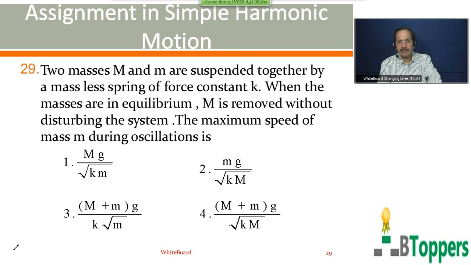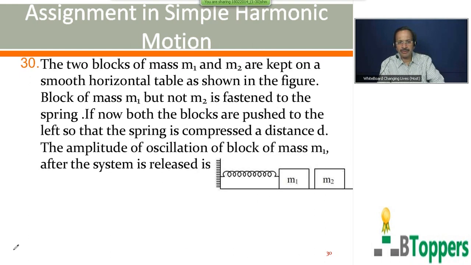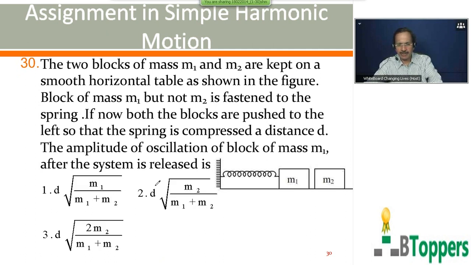So, next question, I am going to show the next question here. Look at the question number 30. I am going to read out this question number 30 now. The 2 blocks of mass M1 and M2 are kept on a smooth horizontal table as shown in the figure. Block of mass M1 but not M2 is fastened to the spring. Now both the blocks are pushed to the left so that the spring is compressed by distance d. The amplitude of oscillation of block of mass M1 after the system is released is... So you are given 4 options here in terms of M1, M2 and d. Come on, take a pause and try this question.